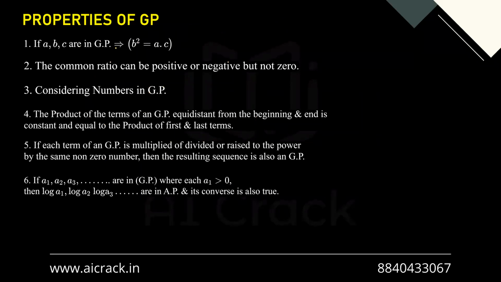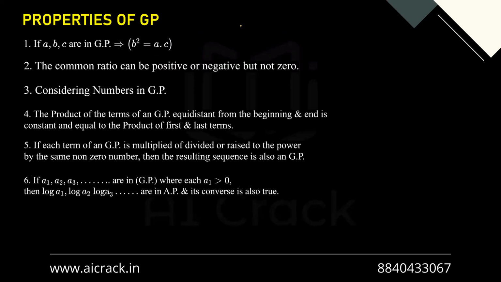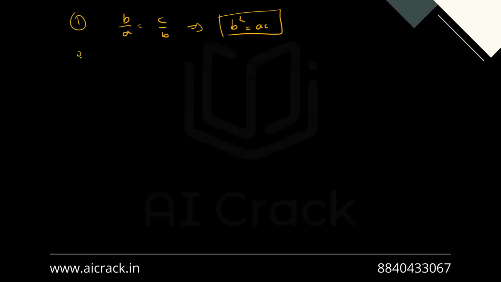Now let's talk about properties of GP. If A, B, C are in GP, then B square equals AC. That is exactly similar to the property which we studied in arithmetic progression. That was B equals A plus C by 2. Similarly, if A, B, C are in GP, then B by A would be equal to C by B. And cross multiplying would give me B square equals AC. That's very simple, right? That was the first one.